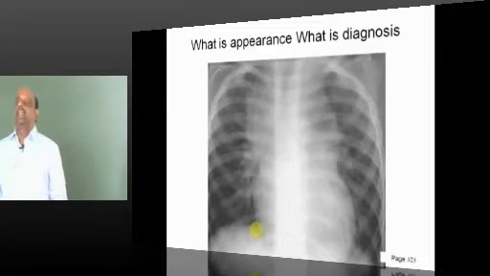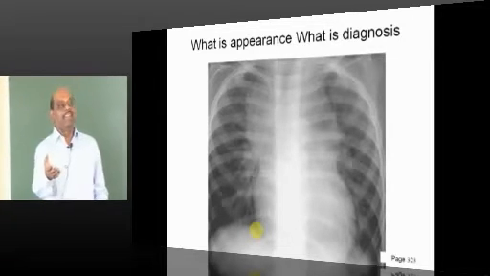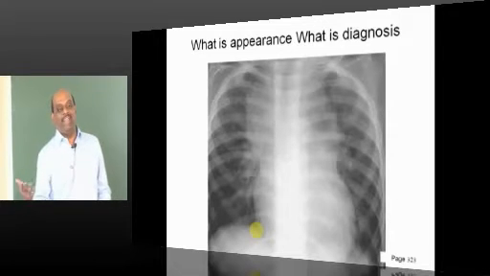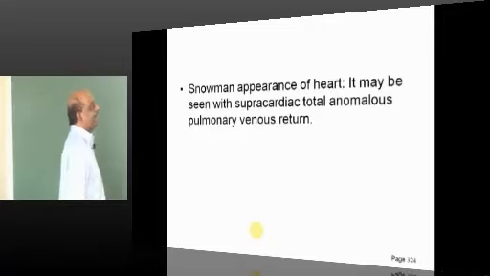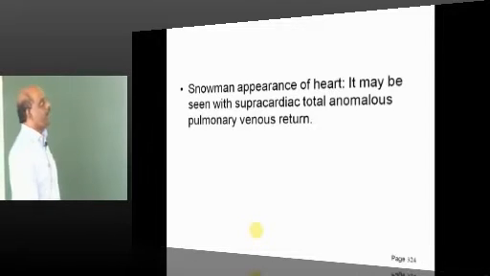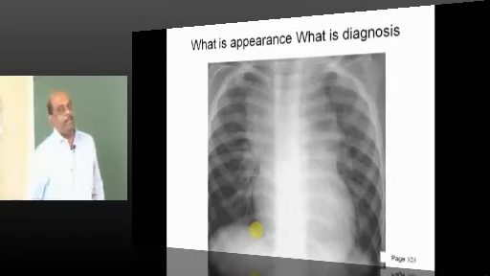Now, Avi, use your... Figure of 8, see, this is called TAPVC. Excellent, doctor. Snowman appearance or figure of 8, where do you find it? In supracardiac TAPVC, total anomalous pulmonary venous connection. What happens in total anomalous pulmonary venous circulation?